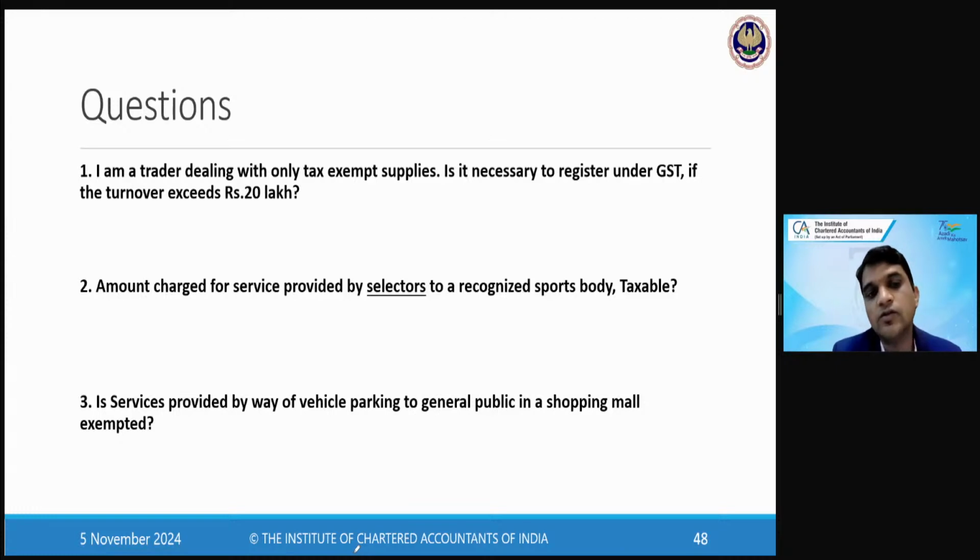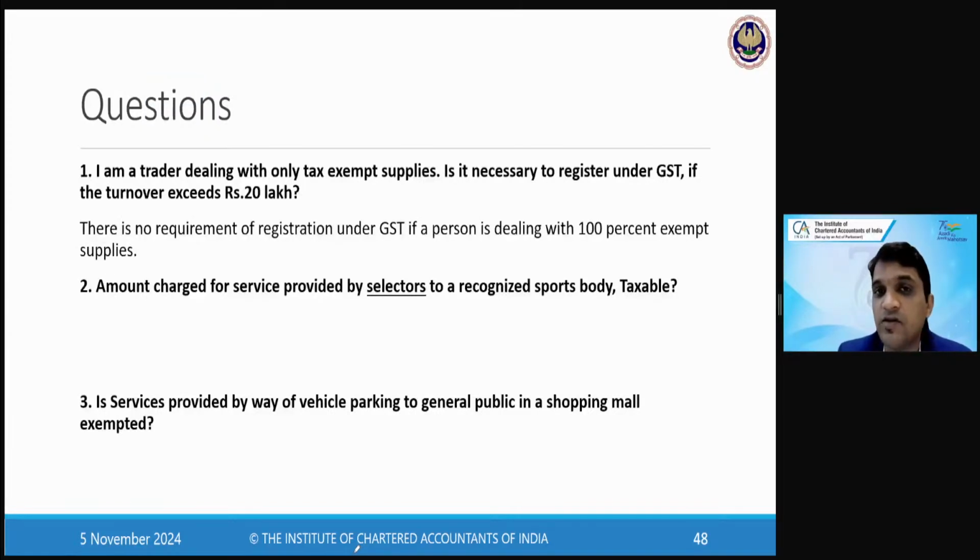Okay, so even though the limit for registration is 20 lakhs, the important point to note is that if you are providing only exempt supplies, then you are not required to take registration. There is a condition which we read during the initial part: if you're dealing only in tax exempt supplies, then you don't have to take registration.